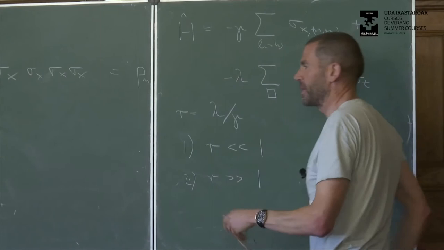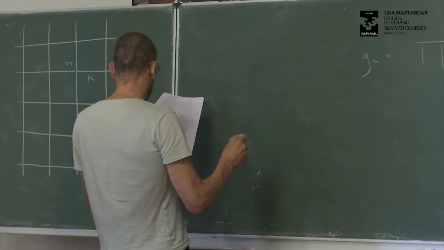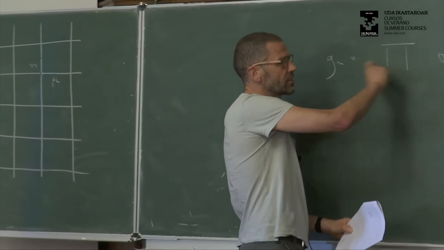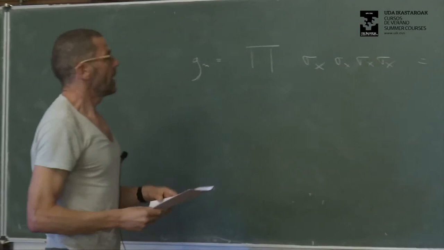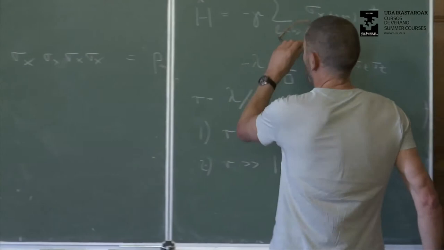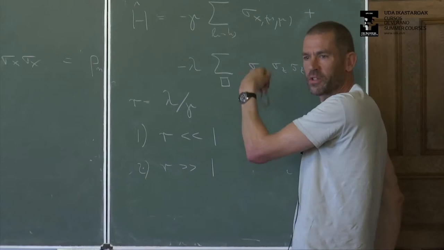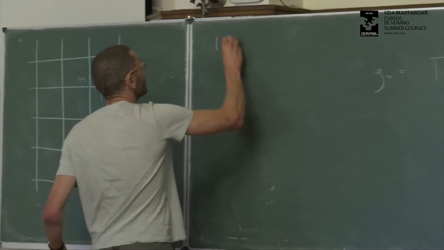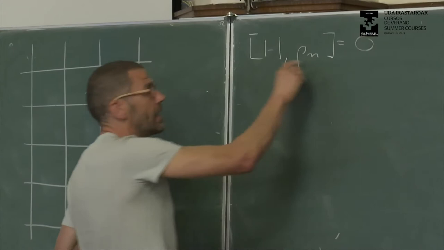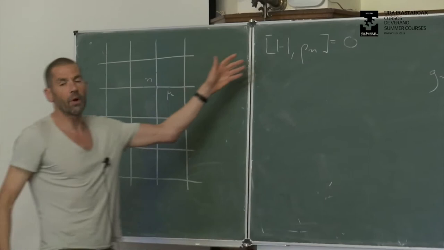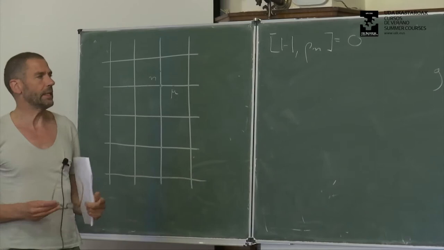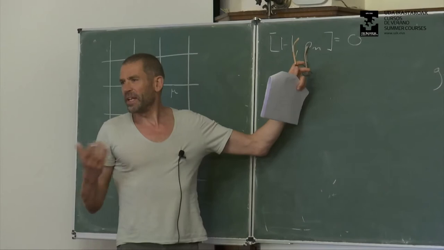What I do now is the following. First of all, we have generators of gauge transformation, and we have, this is now important, the electric charge operator. Notice that the electric charge operator commutes with the Hamiltonian. In fact, it commutes with both terms. So the Hamiltonian is charge conserving in this sense. We have an infinite number of conservation laws, and we can study our Hamiltonian in each charge sector separately. So let's first ask, what is the ground state of this Hamiltonian if it's completely uncharged, if there are no charges in the system?